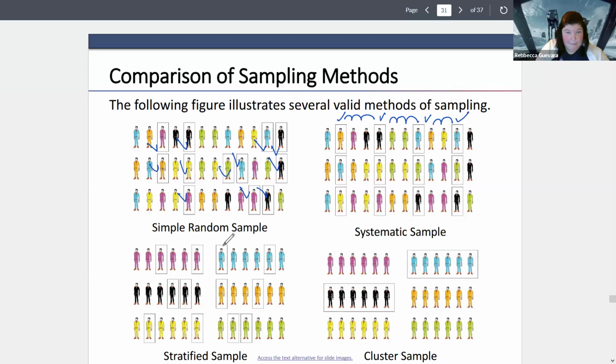Not simply random, stratified. So now we split these people up by their shirt colors or their outfit colors. And then we just randomly select some people out of each group. So in each case, we're just taking 2 people out of each group. Cluster, once again, they're split up by their shirt color, but this time we're only sampling 2 of those shirt colors or outfit colors. But it was just a nice visualization of how this is actually working.